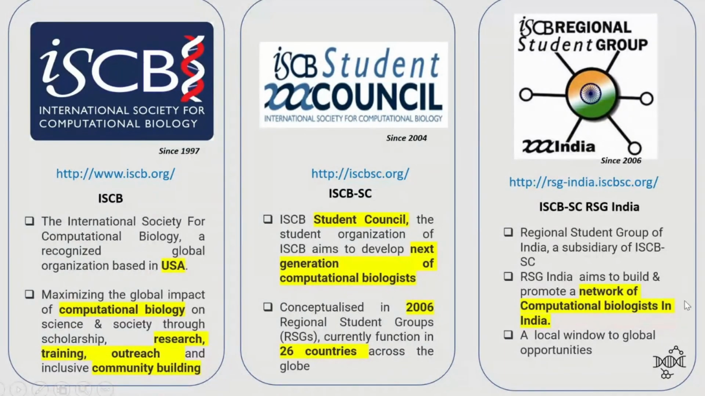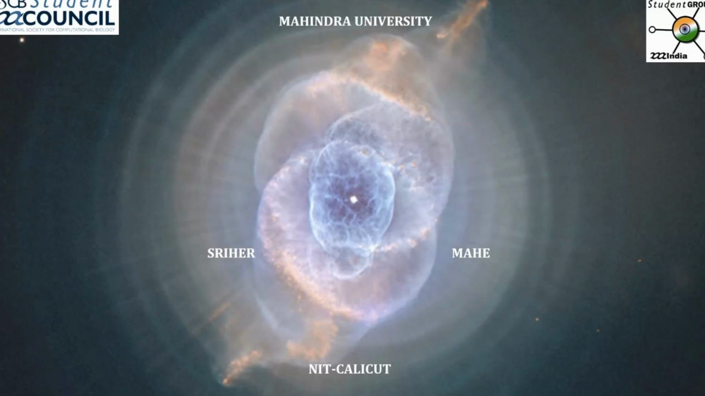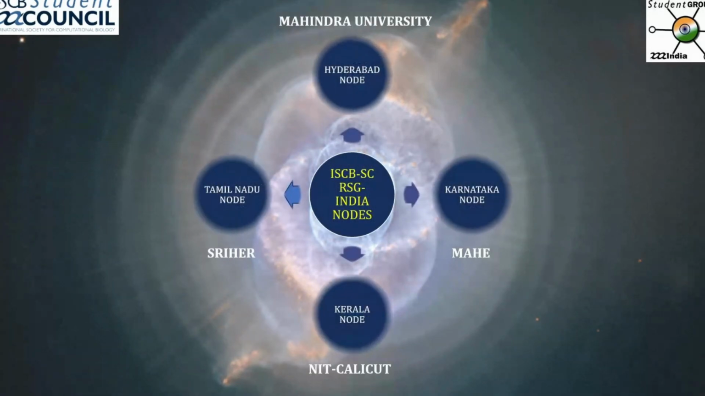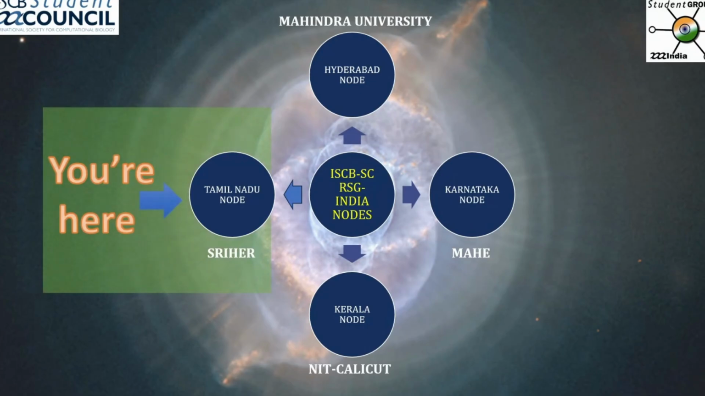RSG India connects and promotes a strong nationwide network of computational biologists, linking local talent to global opportunities. We proudly collaborate with premier institutions including Mahindra University, NIT Calicut, Manipal Academy of Higher Education, and our very own Sri Ramachandra Institute of Higher Education and Research in Chennai.